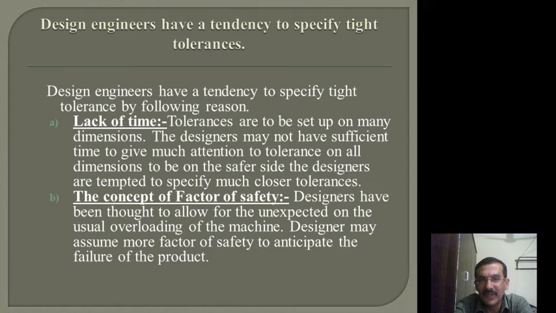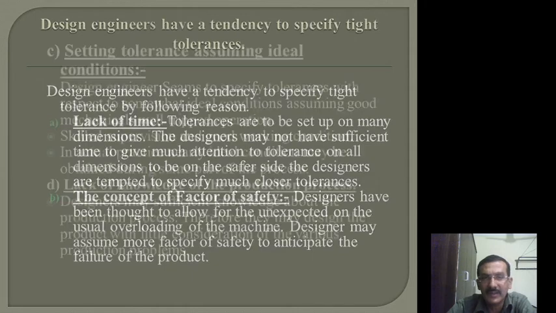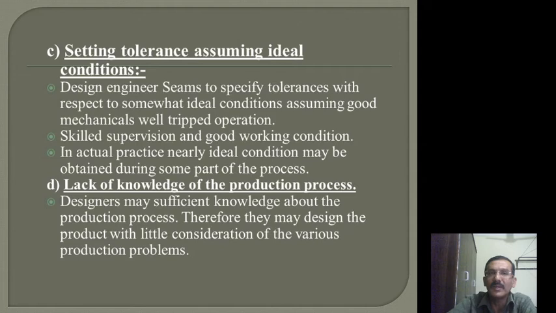The second concern is a factor of safety. Factor of safety is a standard device. Designers allow for the unexpected and the usual overloading of the machines. Designers may assume a factor of safety to anticipate the failure of the product. The first one is lack of time, and the second one is the concept of a factor of safety. Another factor is a tendency in design of setting the tolerances, assuming ideal conditions.